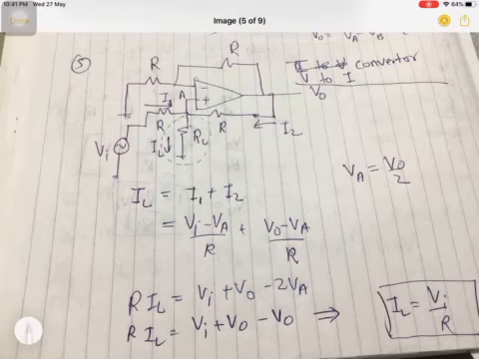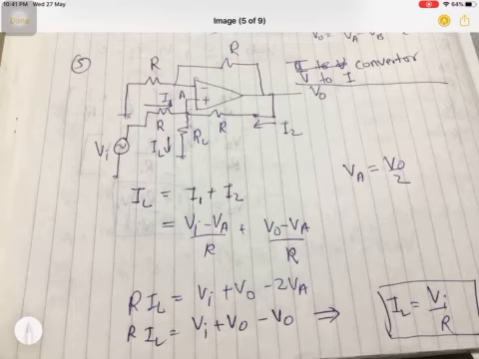See, let us focus on RL. This is the load resistance RL. The current going here is IL, in the downward direction. The current coming in this direction is I1, and the current coming in this direction is I2. So applying KCL at this junction, I can say IL equals I1 plus I2.